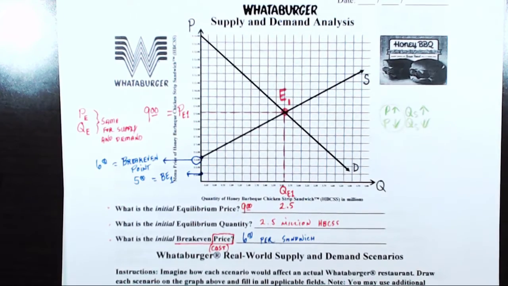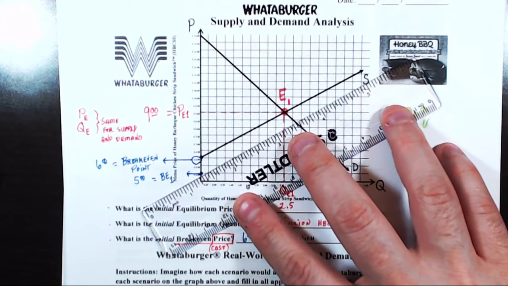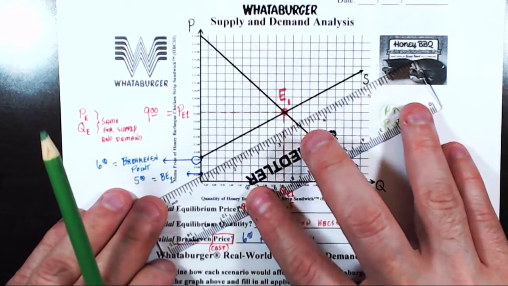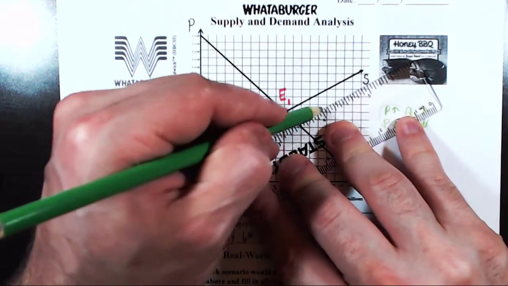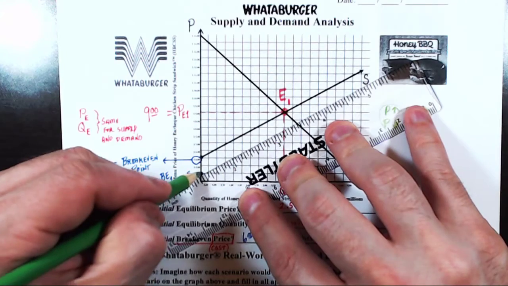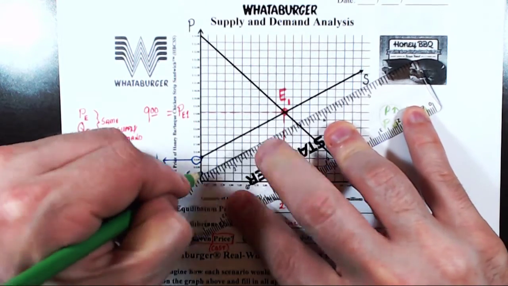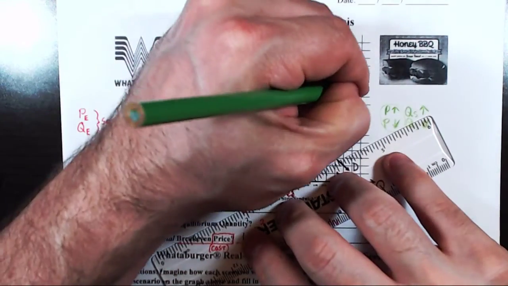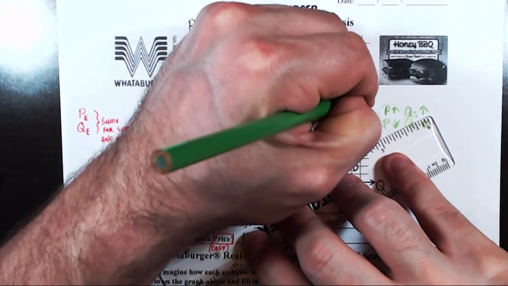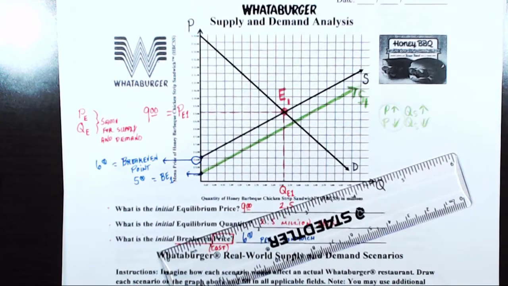I'll use a darker color, and we will model that right here by drawing in a new supply curve. The only key thing here is that when you draw it in, make sure it's parallel to the original, but just shift it down to where the y-intercept is now at the new break-even cost. We're going to draw that in right here. This is my new supply curve. So we'll call this S1 for the new supply curve for scenario 1.